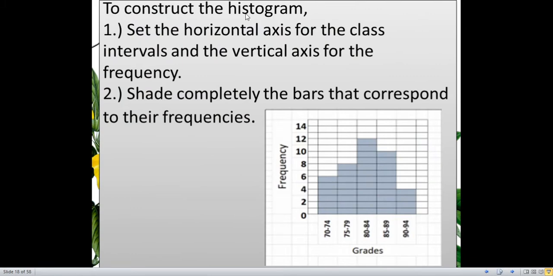To construct the histogram, you have two steps only. Set the horizontal axis for the class intervals, and the vertical axis for the frequency. Then you can shade completely the bars that correspond to their frequencies. Since 70 to 74 is 6, you're going to shade up to the 6, 75 to 79 is 8, 80 to 84 is 12, 85 to 89 is 10, and 90 to 94 is 4. So just shade those frequencies that match with the class intervals. That's how you do the histogram.